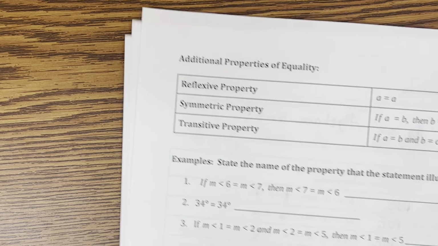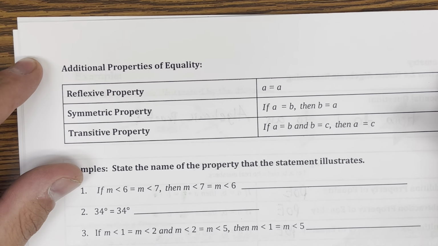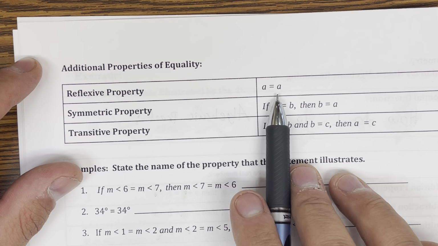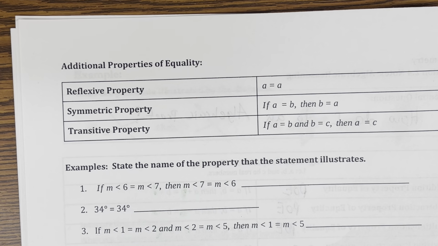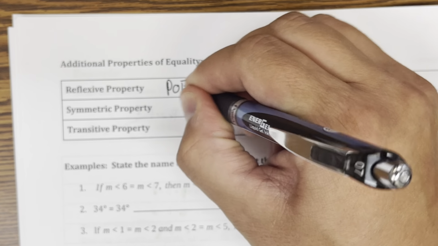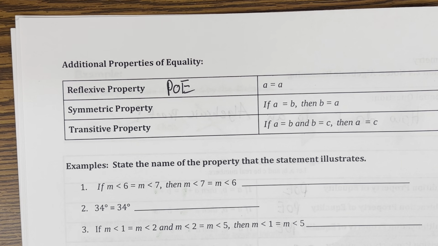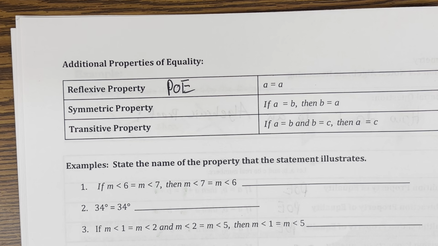So, a couple other properties. The reflexive property states, and these are of equality. So this is the reflexive property of equality because it's an equal sign. We will also have properties of congruence when we use a congruent sign. So the reflexive property states that something is equal to itself. So for instance, A is equal to A, 7 is equal to 7, and we will have segment lengths that are equal to themselves.